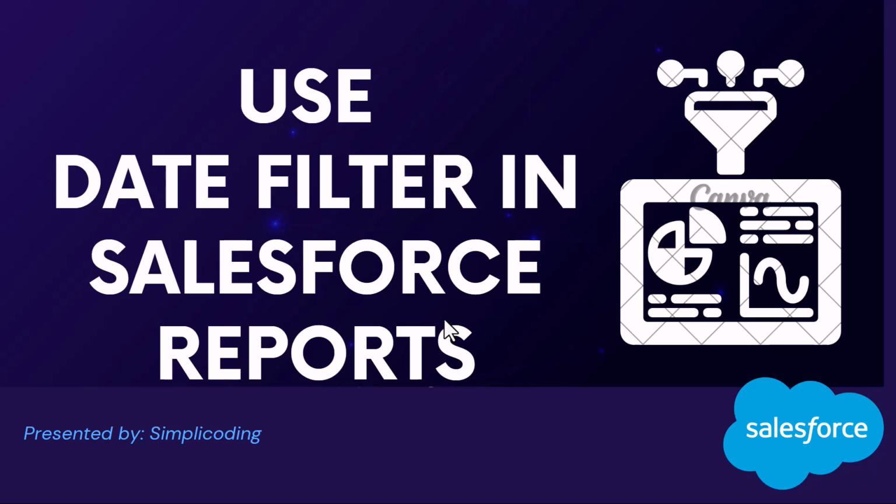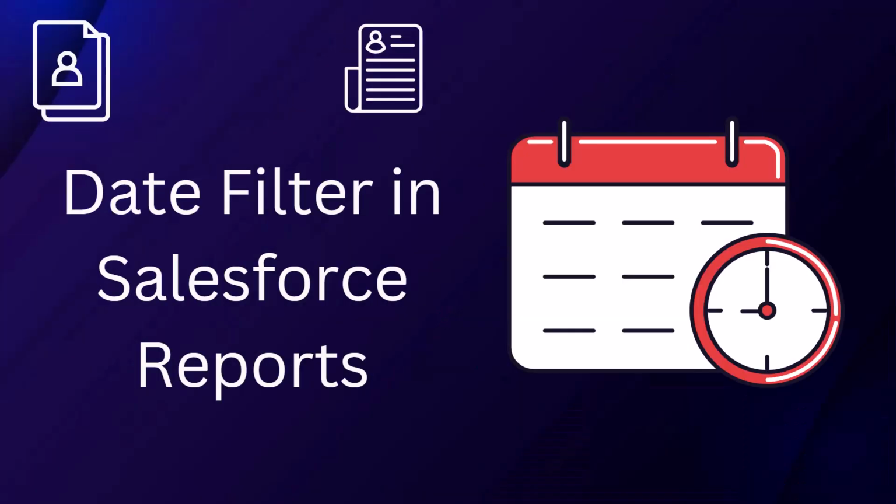In today's video, we are going to discuss how to use a date filter in a Salesforce report. So let's proceed further and discuss what a date filter in a Salesforce report is. In Salesforce reports, a date filter is a criteria applied to filter date data based on specific dates or date ranges. This helps the user narrow down the data to a particular period, making it easier to analyze trends and performance and other metrics relevant to a specific time frame.